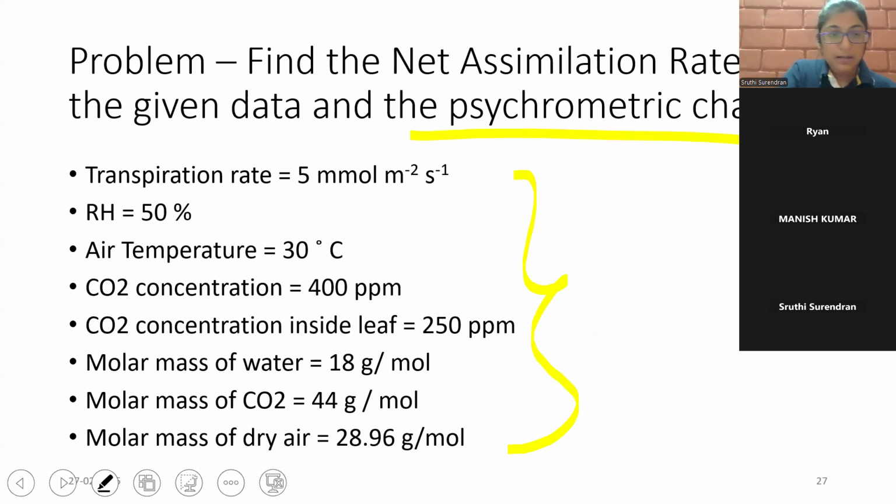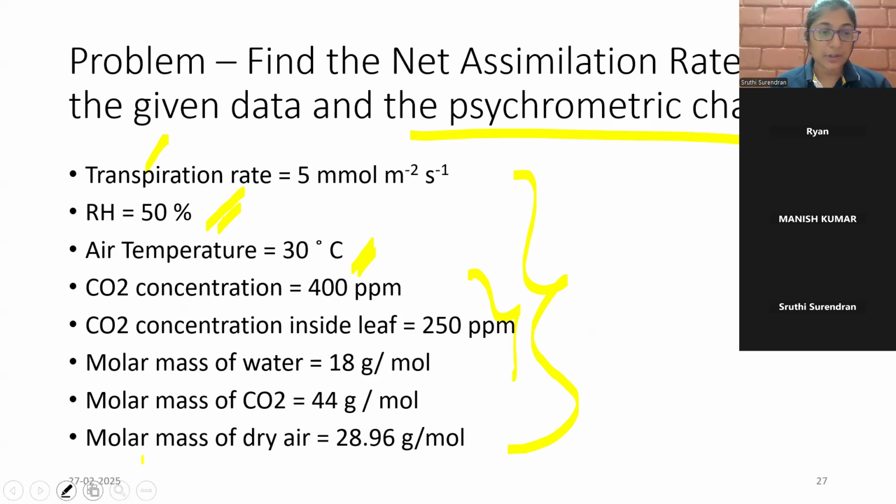For the psychrometric chart, you have been given the RH and the temperature. So find the actual vapor pressure and saturated vapor pressure. Transpiration rate is given, so you will have to find the stomatal conductance for water. Then after finding the stomatal conductance for water, you have to convert it to the stomatal conductance for carbon dioxide. Then use the concentration values given here to find the net assimilation rate. Is this question clear to you, everyone?